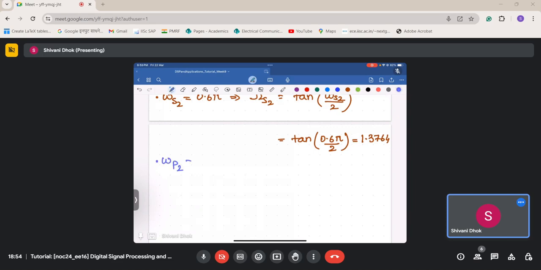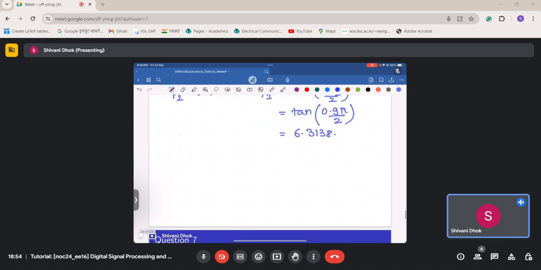And finally, we can find out omega P2, the analog frequency corresponding to omega P2, and this omega P2 is equal to 0.9 pi, which means that capital omega P2 is equal to tan of small omega P2 upon 2. This is equal to tan of 0.9 pi by 2, and this comes out to be equal to 6.3138. So if we summarize, we now have 4 values.